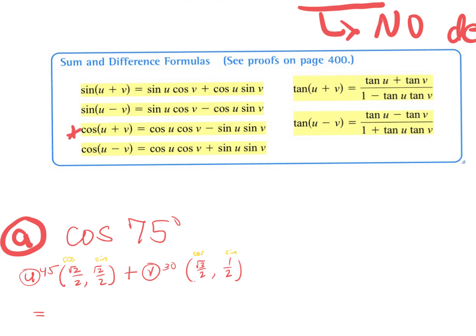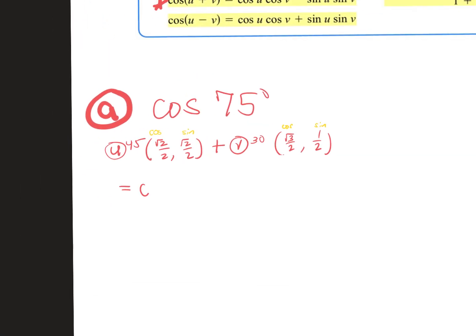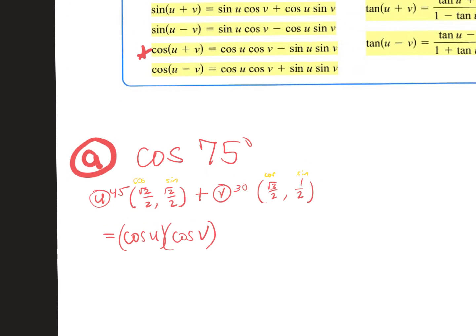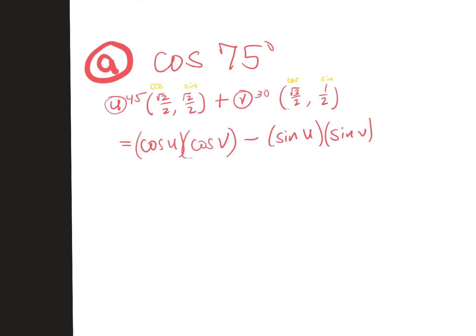Do you guys agree? So it's cosine u plus v, so cosine of u times cosine of v. What's in the middle of that formula? Minus. Good. That one's tricky. Sine of u, right? Times the sine of v. Now, we haven't really had to think too much because I'm giving you the formulas. And now we just plug in.